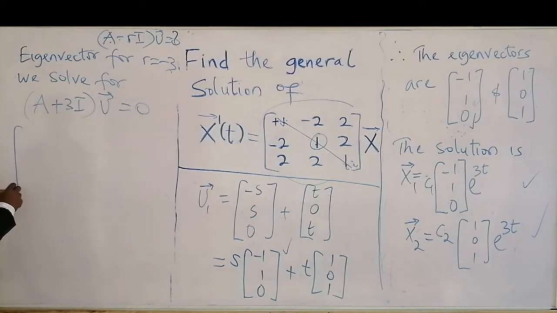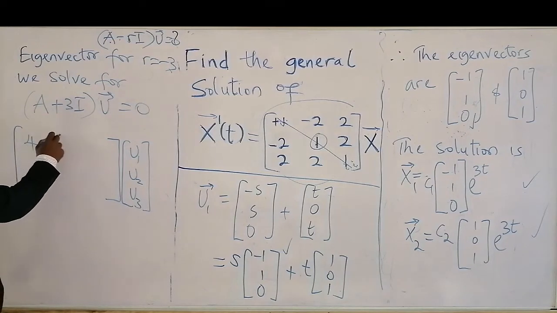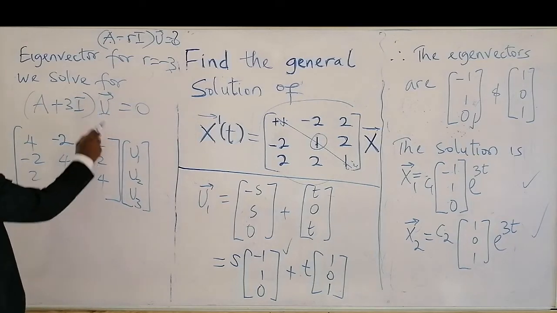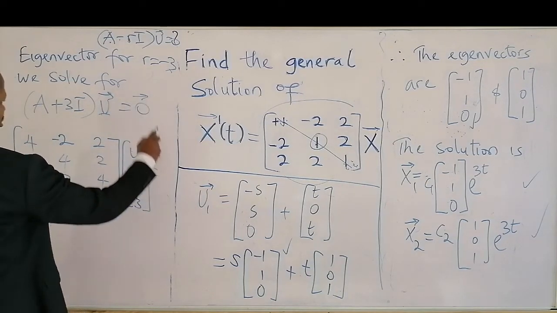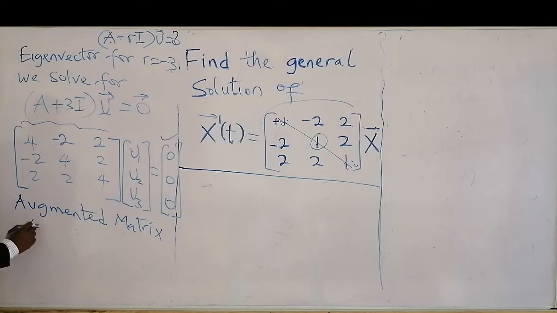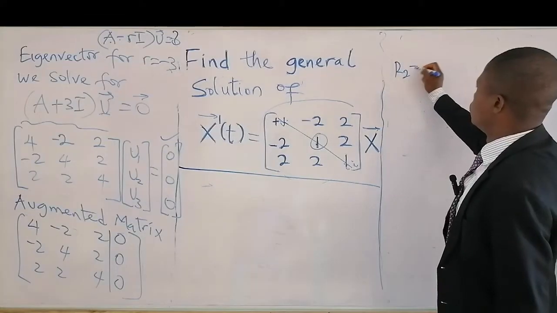So what we are going to do, we just go back to the main diagonal, plus 3, plus 3, plus 3. So we have what? 4, minus 2, 2, minus 2, 4, 2, 2, 2, and then 4. Then the components of these are u1, u2, u3 equal to what? This one is also a component, that will be 0, 0, 0, because this is 3 by 3. So from here we have 4, minus 2, 2, you put your line, 0, 0, 0, then here minus 2, 4, 2, 2, 2, 4. That's the augmented matrix.